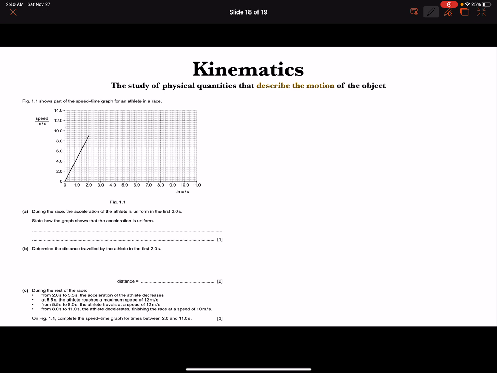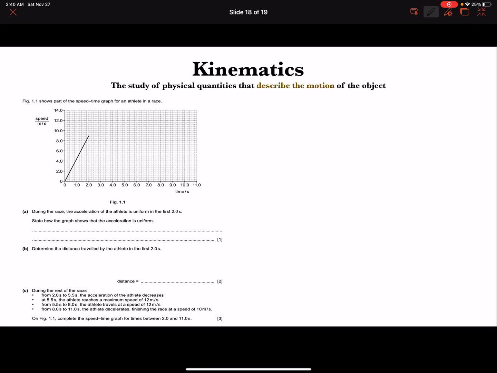One more question. It shows the speed-time graph for an athlete in a race. During the race, the acceleration of the athlete is uniform in the first 2 seconds. State how the graph shows that the acceleration is uniform. Well, again, it's the same answer. It's equal changes in velocity in equal time intervals.